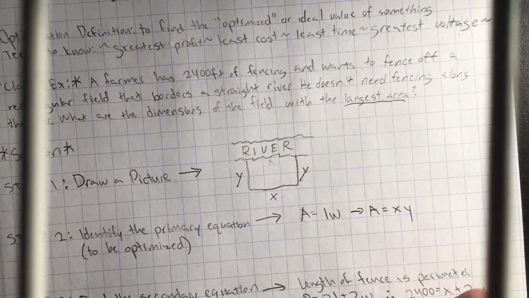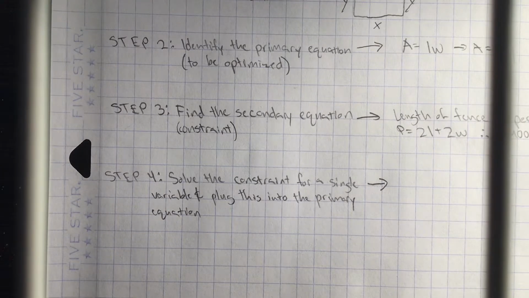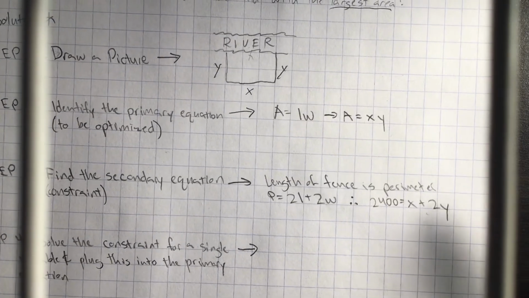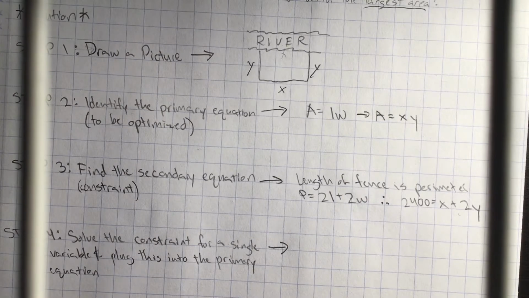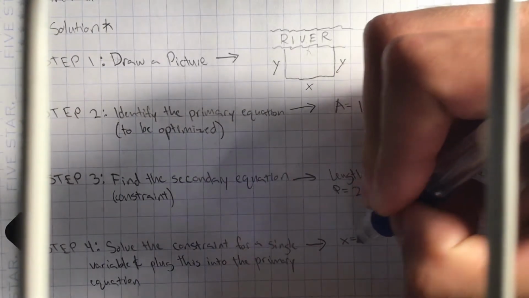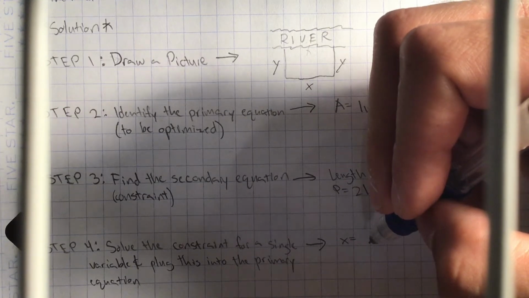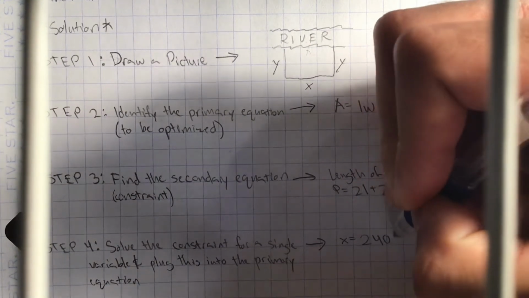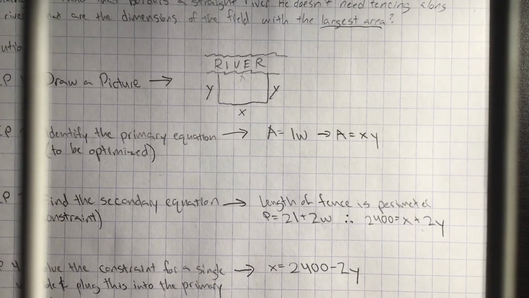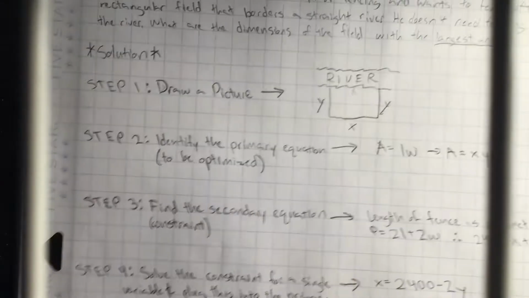So we need to solve the constraint for a single variable and plug this into the primary equation. Our constraint is what we found right here, 2400 equals x plus 2y, and we can simply solve for x, and that would be x equals 2400 minus 2y.